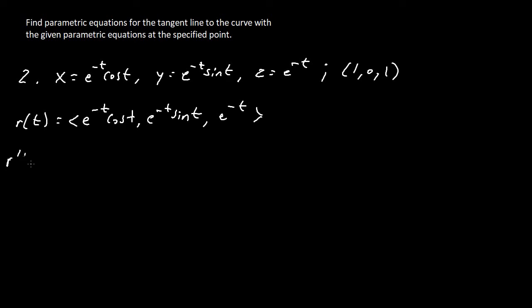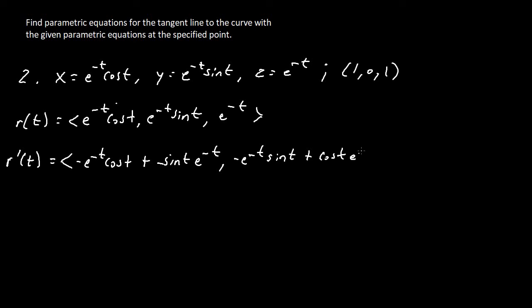So r prime is going to equal, now in this case we do have to use the product rule, so the derivative of e to the negative t times cosine of t is going to be negative e to the negative t cosine t plus negative sine t times e to the negative t. Now the derivative of e to the negative t times sine of t is going to be negative e to the negative t times sine of t plus cosine t times e to the negative t. And then the derivative of e to the negative t is simply just negative e to the negative t.